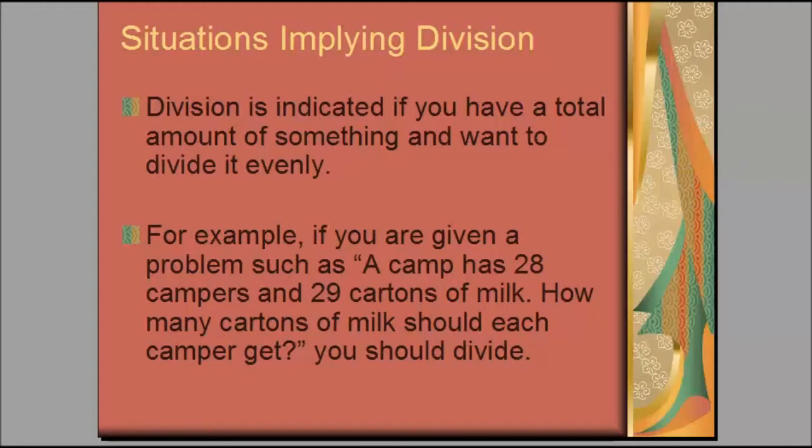Let's also talk about some situations that imply division. Division is indicated if you have a total amount of something and in some way want to divide it evenly. For example, if you are given a problem such as a camp has 28 campers and 29 cartons of milk, how many cartons of milk should each camper get? In this situation, you should divide.